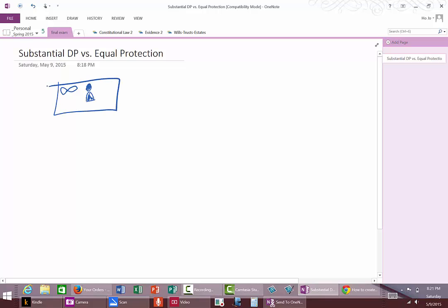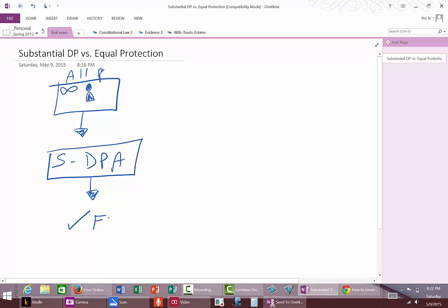If the analysis involves all people, then you're going to be doing a substantive due process analysis of the situation. At that point, you need to evaluate whether the factual situation involves a fundamental right or not. So if it does involve a fundamental right, so that's yes to fundamental right, then the analysis will be based on strict scrutiny.